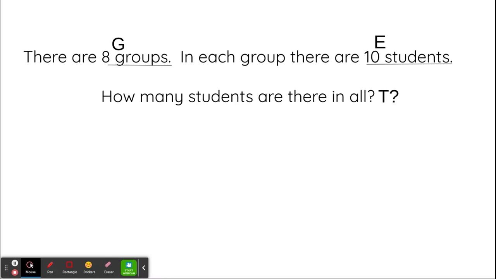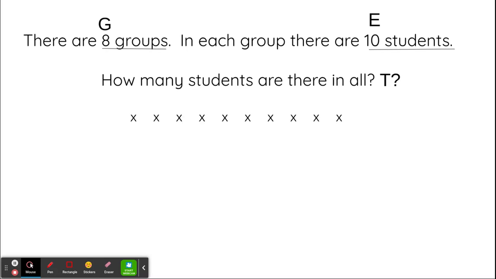Now we are ready to solve the problem using an array. An array is an arrangement of items into equal rows. In this problem, there are 8 groups or rows with 10 in each row. We will start the array by making one row of 10 students like this.